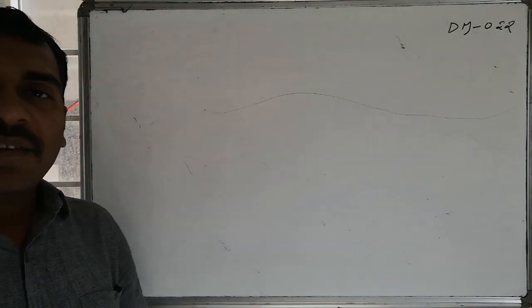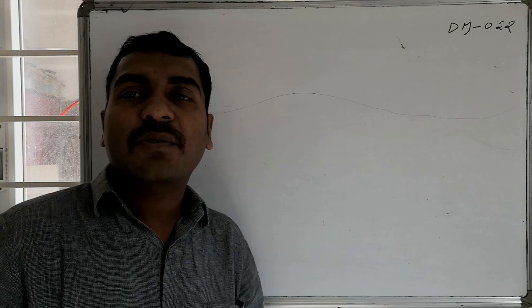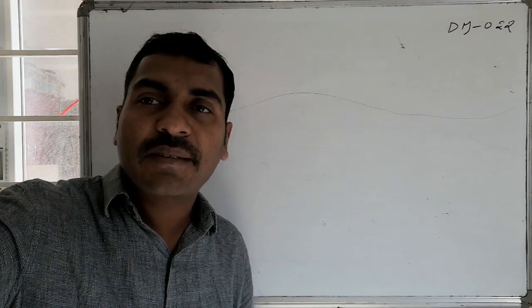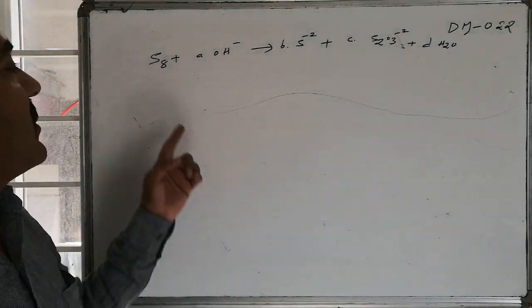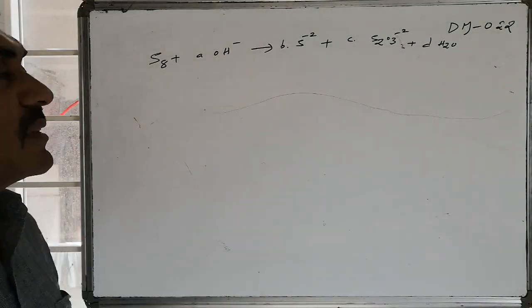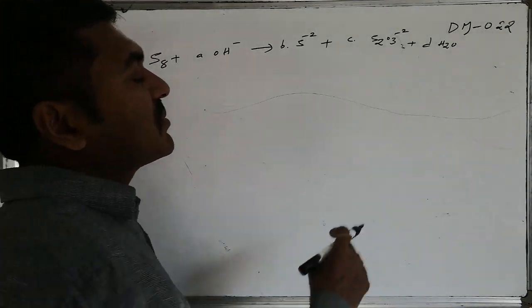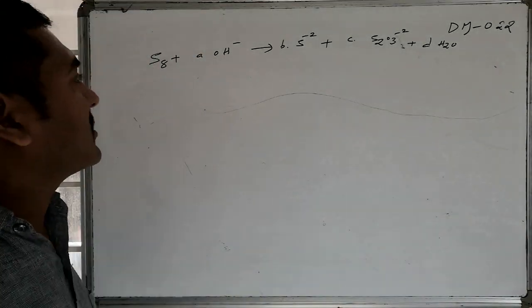There is a balanced equation with coefficients. You are asked to calculate the missing coefficient, and the equation is given by S8 in the presence of basic medium is converted to S minus 2 followed by S2O3 minus 2. Some amount of water formation is also occurring.